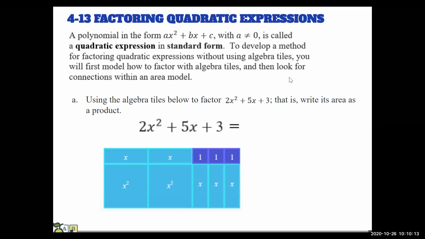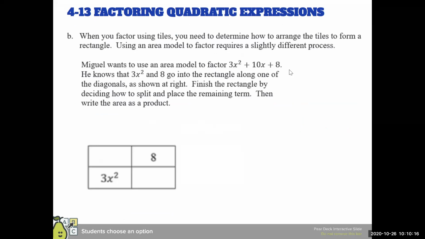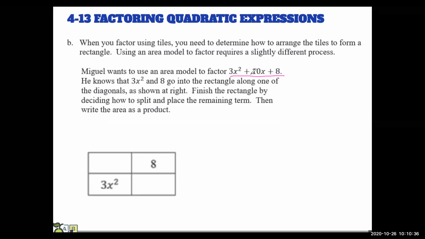Now, I'm going to go to part B. So when you factor using tiles, you need to determine how to arrange the tiles to form a rectangle. Using an area model to factor requires a slightly different process. Miguel wants to use an area model to factor 3x squared plus 10x plus 8. He knows that 3x squared and 8 go into the rectangle along one of the diagonals. You can see them here, diagonals. And then finish the rectangle by deciding how to split and place the remaining term. Then write the area as a product.